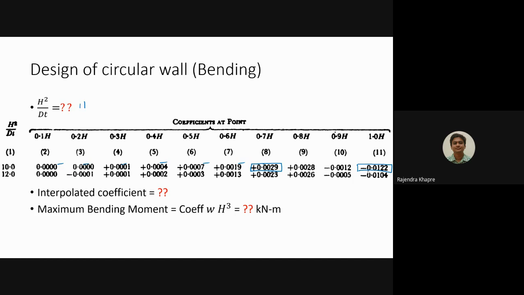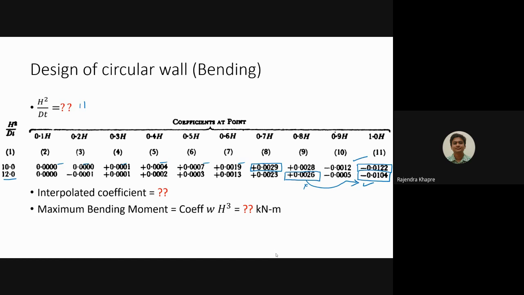If you see the row of 10, you are getting the maximum value at the base of the tank, and similarly in the row of 12, you will find the maximum coefficient at the bottom. Here the maximum positive value is somewhere over here. If you compare this value with this, this is smaller and this is larger. So now we have to go for the interpolation.